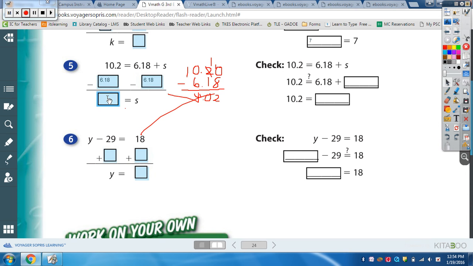Therefore, our answer is 4 and 2/100ths. S equals 4 and 2/100ths. Now, can we check this? Sure we can. 10 and 2/10 equals 6 and 18/100ths plus S. We substitute 4 and 2/100ths for S. So now it says, does 10 and 2/10 equal 6 and 18/100ths plus 4 and 2/100ths?